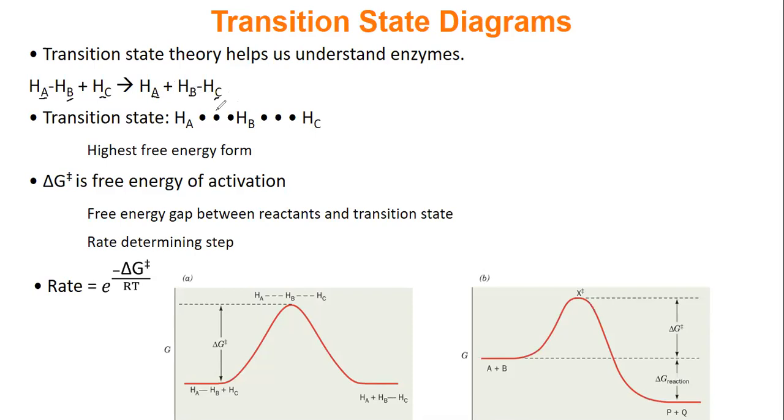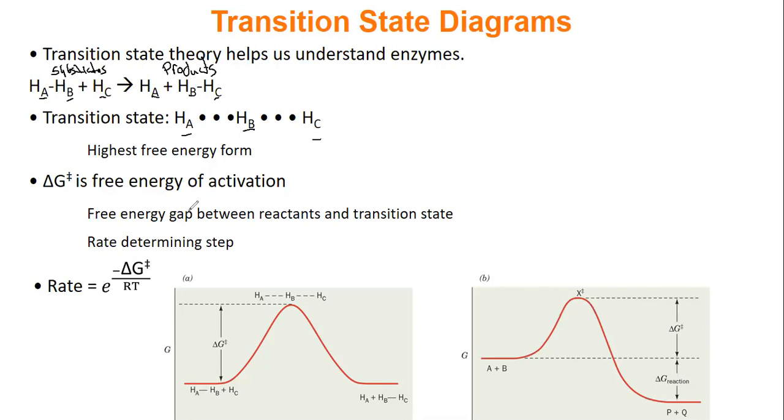Somewhere during that reaction, there must have been a form where B was bound to both A and C, bound halfway to A, and halfway to C. We call this a transition state. If this is my substrate, or my substrates, and these are my products, the transition state is like halfway substrate, halfway product. And it's the highest energy form that exists during a reaction.